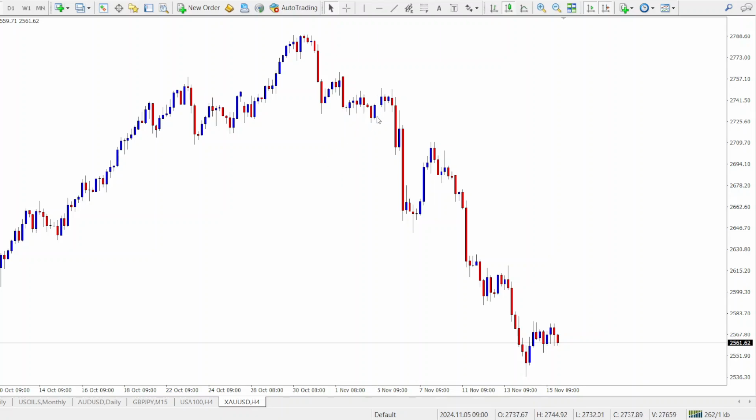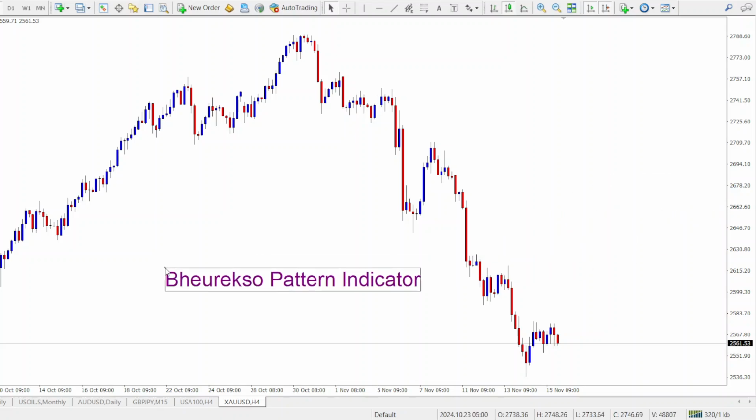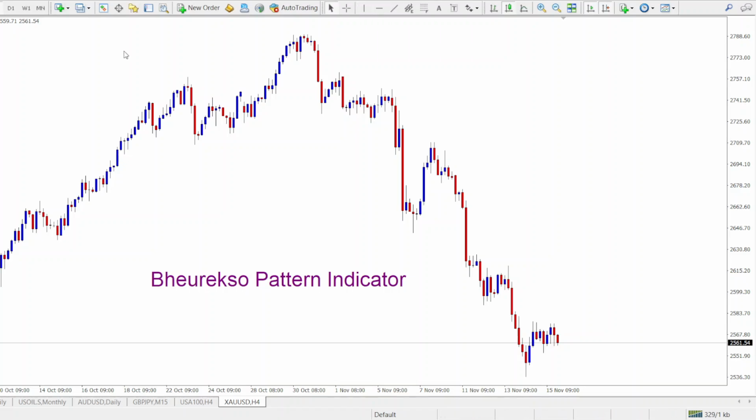Now the name of this indicator is Bheurekso. I don't know if I pronounced this correctly, so I'm just going to type it just in case. It's quite a unique indicator, and I think I like the name. I don't know what language this is, but it looks interesting. It's called Bheurekso. I hope I pronounced it correctly. It's the Bheurekso Pattern Indicator. This is just in case I didn't pronounce it correctly, so that you can see the spelling. I'm just going to add the indicator to the chart right away.